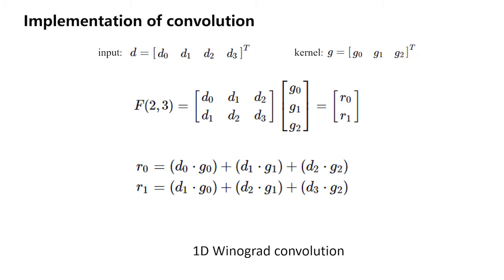Let's first take the 1D convolution as an example. The input matrix is D and the convolution kernel is G. The convolution can be written as the following matrix multiplication form. And the result needs 6 multiplications and 4 additions.